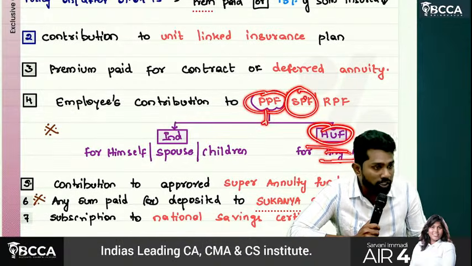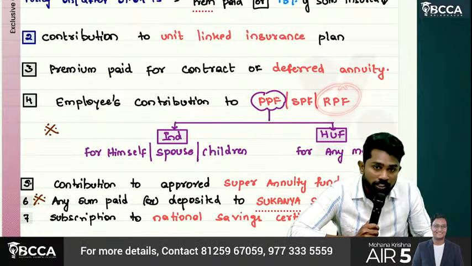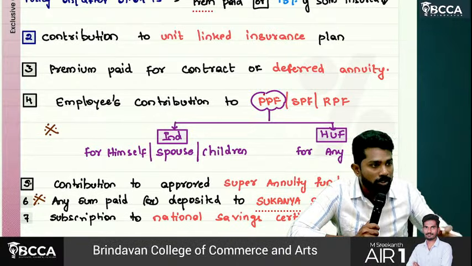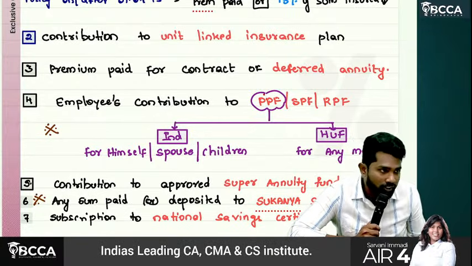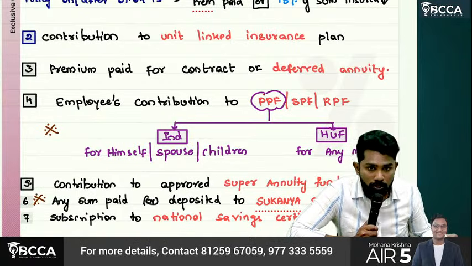SPF, that is statutory provident fund, will be contributed only for the employee. RPF also, only the employee can contribute. For your family members, you cannot do. But PPF, you can do for yourself, and for your family members also you can make contributions to the PPF.